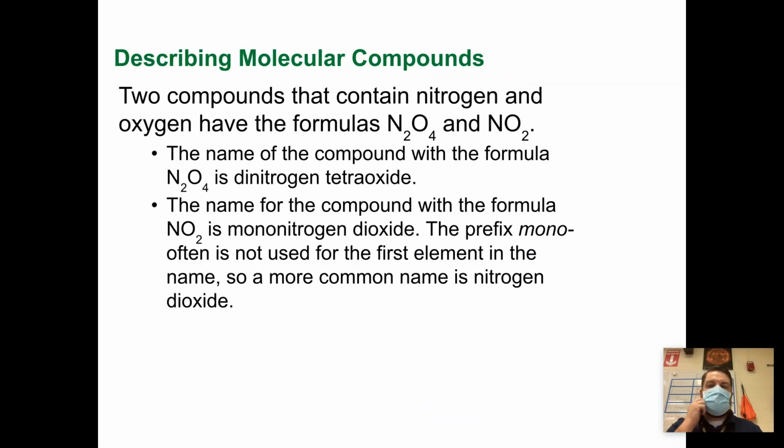So two compounds that contain nitrogen and oxygen have the formulas N2O4 or NO2. So the name of the compound in the formula N2O4 is dinitrogen, right? Because it's nitrogen, and there's two of them. Tetraoxide, because there's 4 oxygen. The name of the compound in the formula NO2 is, I can never say this one, mononitrogen dioxide.